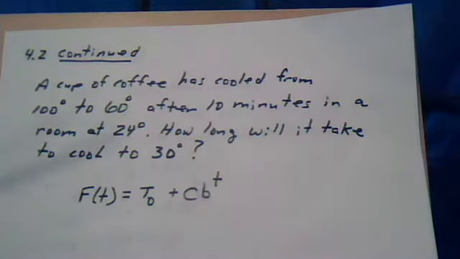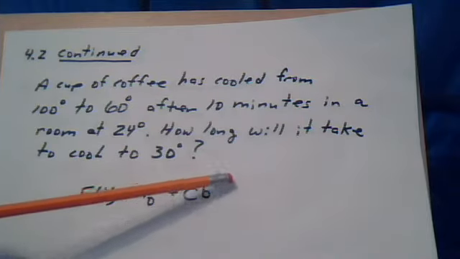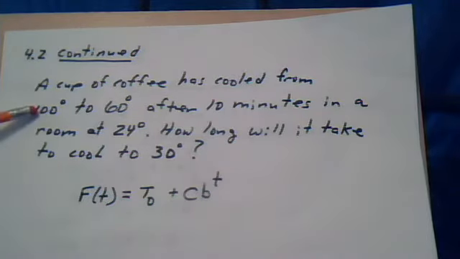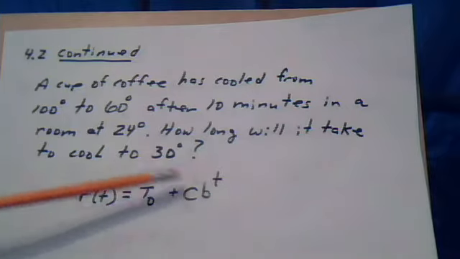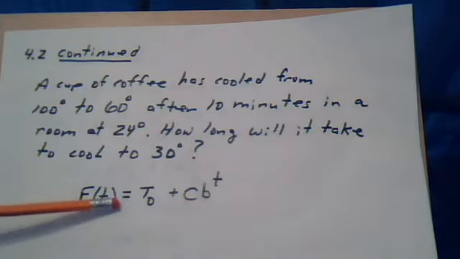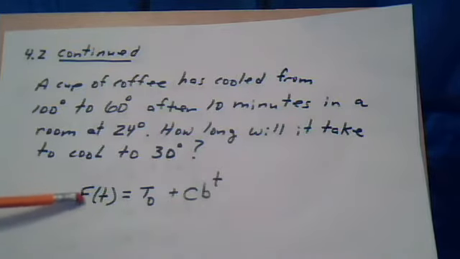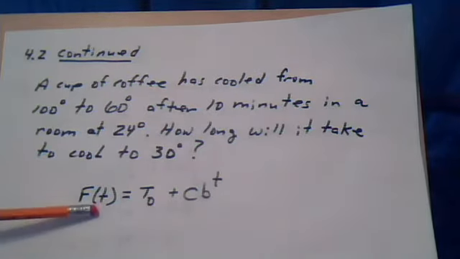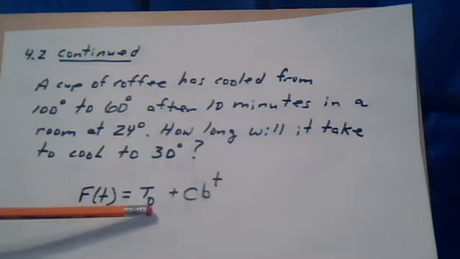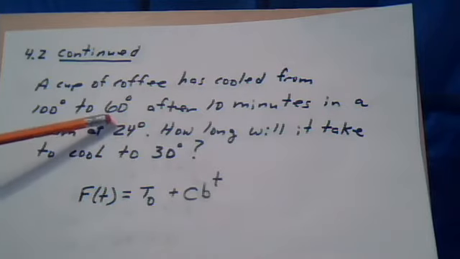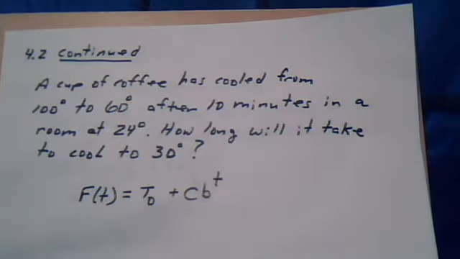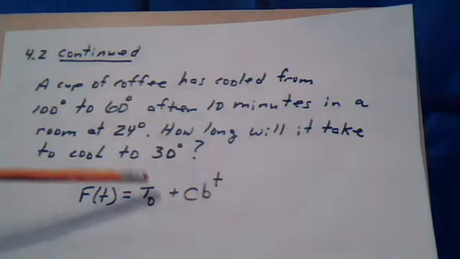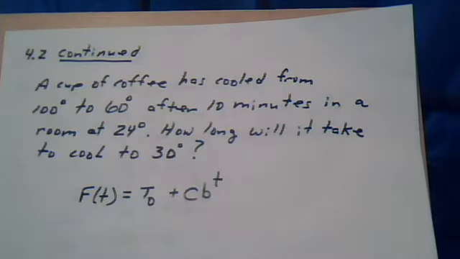So if we let this t equal 0, then we would let this equal 100, because at t equals 0, the temperature of the coffee was 100 degrees. So this is the object. In this case, the object is coffee. The t sub 0 is going to get to 24, and that's the constant temperature of the environment. So this won't change. So with that information, we should start finding C and B.